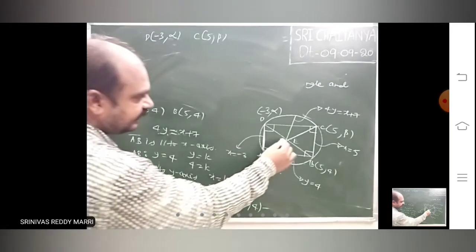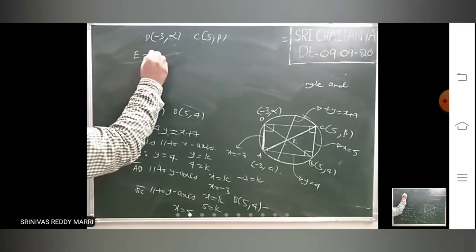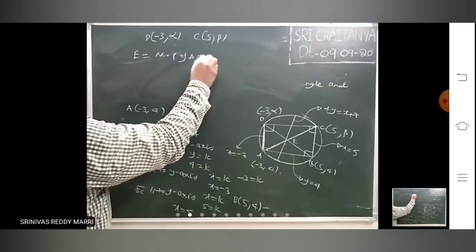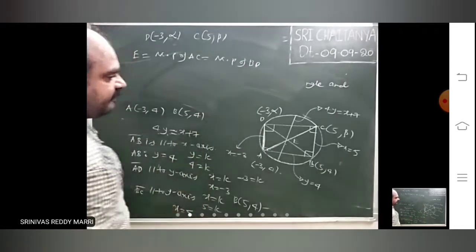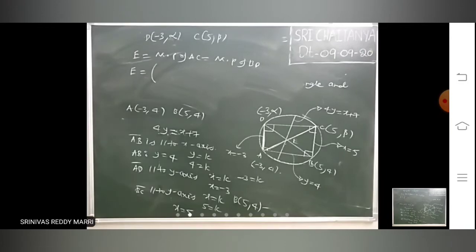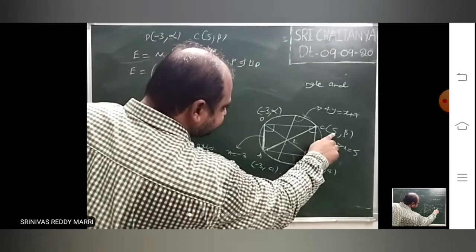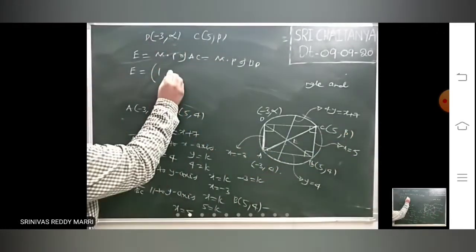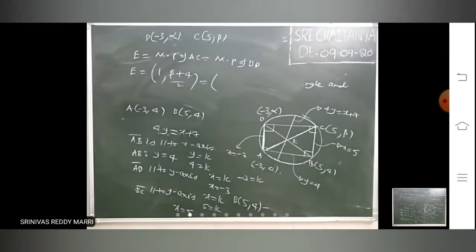Now look at this, this is a rectangle. In rectangle, diagonals bisect each other. E is nothing but midpoint of AC equal to midpoint of BD. So that means E is nothing but midpoint of AC. Midpoint of AC is nothing but minus 3 plus 5 divided by 2 comma beta plus 4 by 2, equal to midpoint of BD.